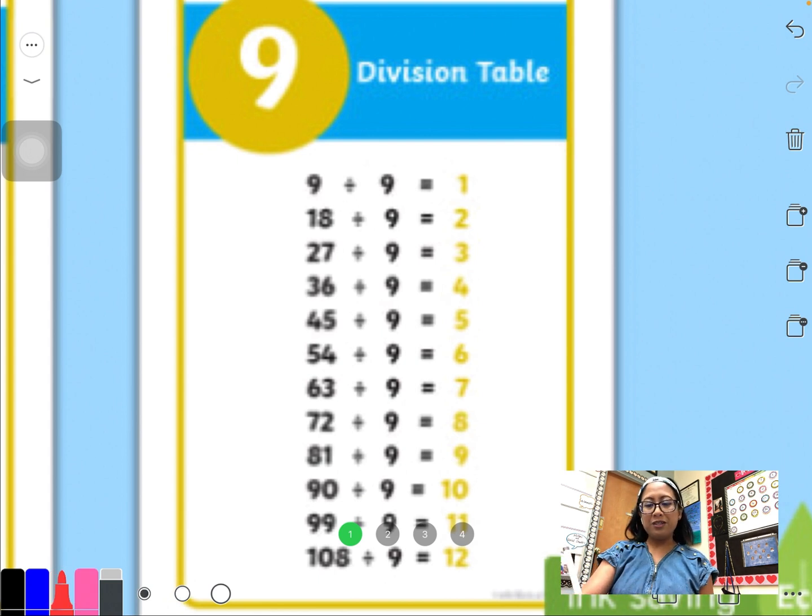18 divided by 9 is 2. 27 divided by 9 is 3. 36 divided by 9 is 4. 45 divided by 9 is 5. 54 divided by 9 is 6. 63 divided by 9 is 7.